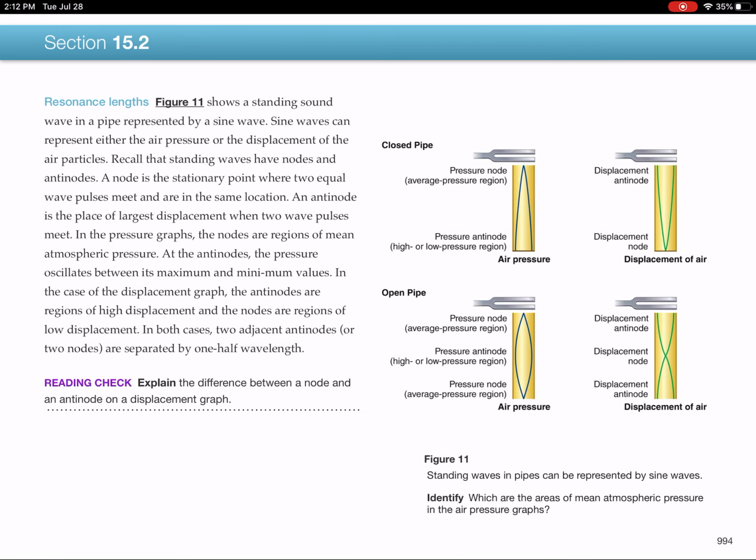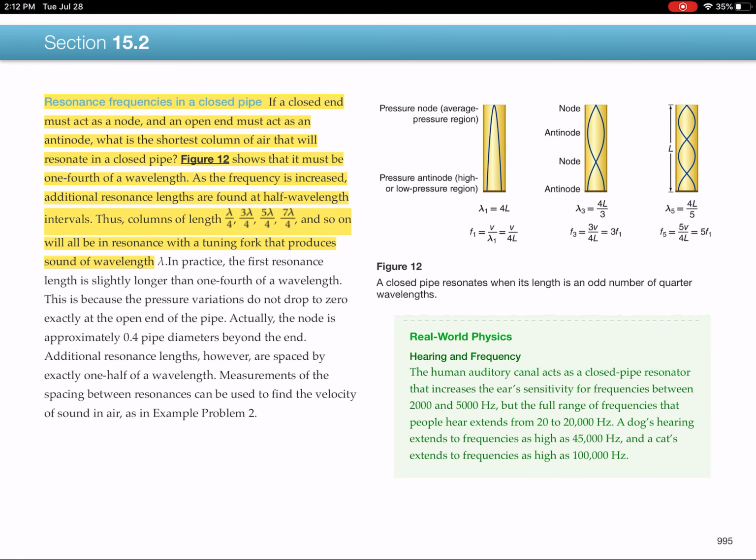Now, with resonance lengths, as we start to take a look at this, you'll notice the closed pipe on the right-hand side. You will notice that you have a pressure node on the top, and that actually is 1/4 of a wavelength. If you take a look at the open pipe, you'll see it's half a wavelength. That's going to be really important for us. So the first one the closed pipe resonates to is going to be a 1/4 wavelength, and the first one for an open pipe is going to be half a wavelength. And that's what it tells us right here.